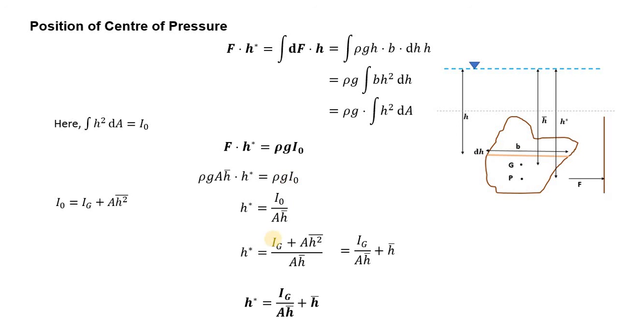Now one should understand a very important fact here, that h star is always more than h bar, at least by a fraction of this Ig by A h bar. And h star is expressed in terms of meters, the unit of a distance.